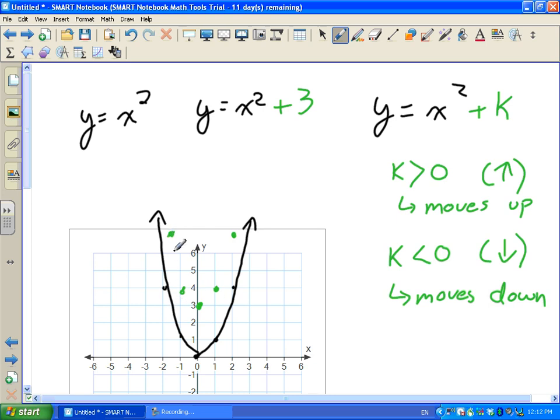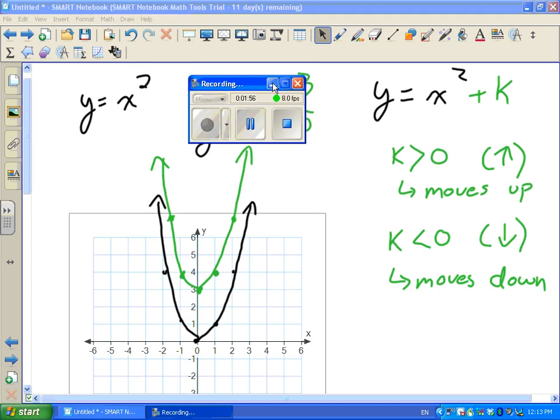Now, a way to verify this: if we've gone up from the vertex 3, my next coordinate of 1 and 1, I should move up 3. And if you guys notice, this went up 1, 2, 3. This spot went up 1, 2, 3. This spot went up 1, 2, 3. And vice versa on the other side. Every point moved up 3. So when I go to draw this now, the shape is the exact same. It's just been translated 3 units upwards.